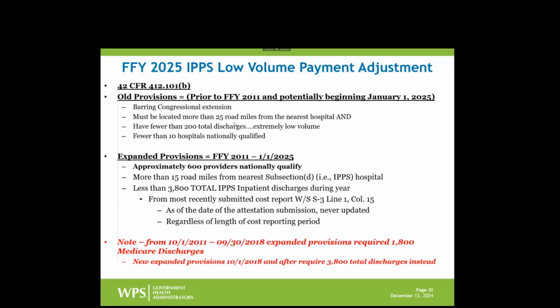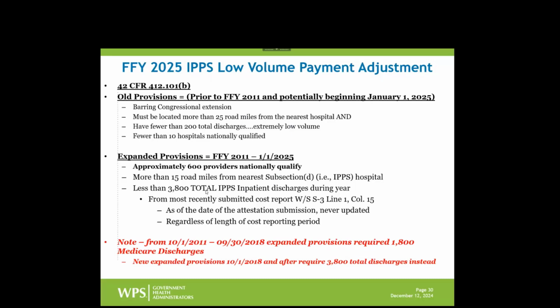You have to be located more than 25 road miles to the nearest hospital and have fewer than 200 total discharges. So that's extremely low volume. And the new provisions that have been in place since 2011, extended multiple times up until 12/31/24. Now you only have to be more than 15 road miles to the nearest IPPS hospital and have less than 3,800 total inpatient discharges.